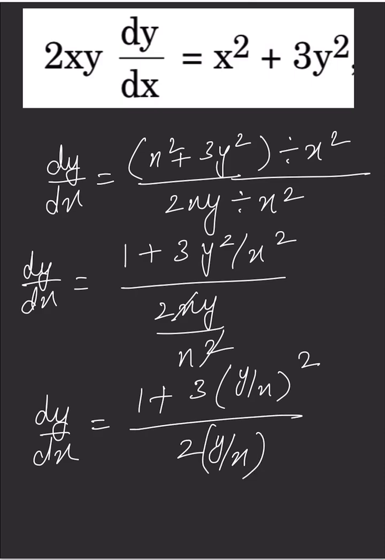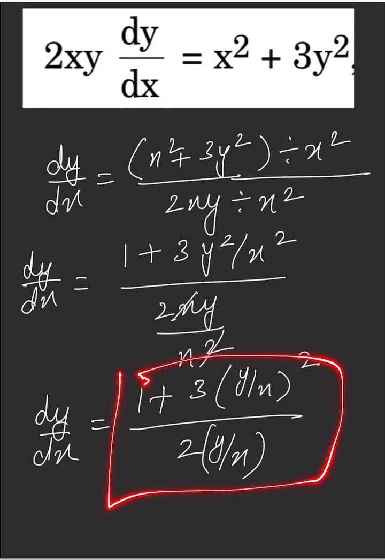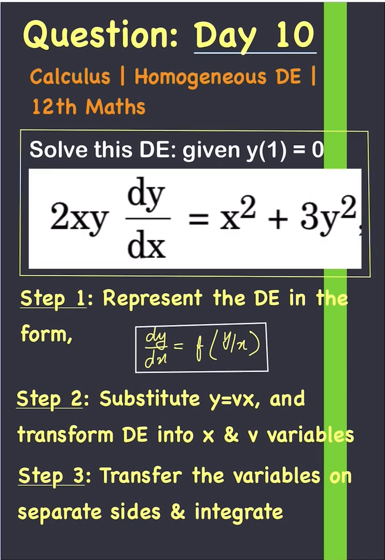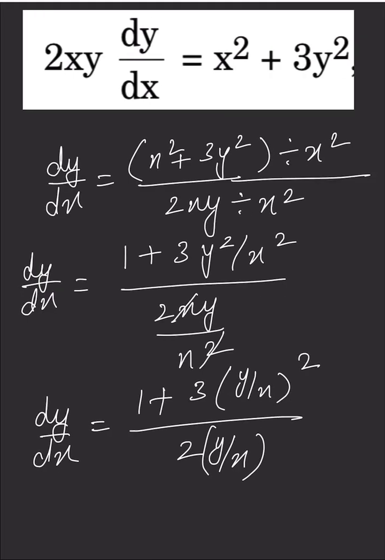So what do you see now? The variable terms are now replaced with y by x. It can have a degree, doesn't matter. But whatever variable terms you have in your differential equation, they should be of the form of y by x. This completes our step 1. Step 2, simply substitute y is equal to vx, and the differential equation should change from y and x to x and v variables. Let's see how we do this.